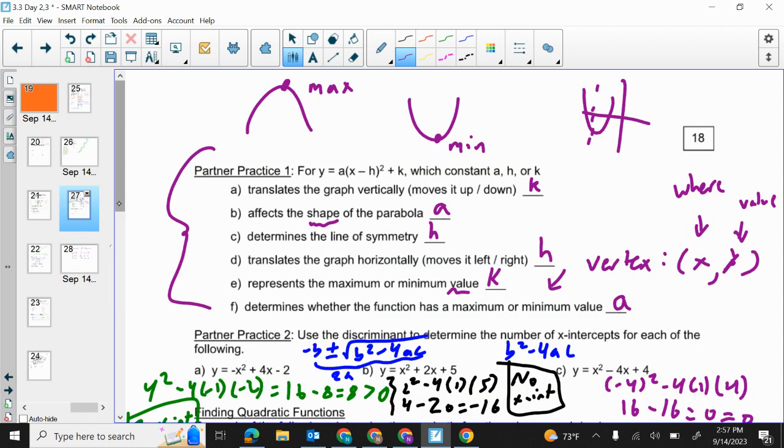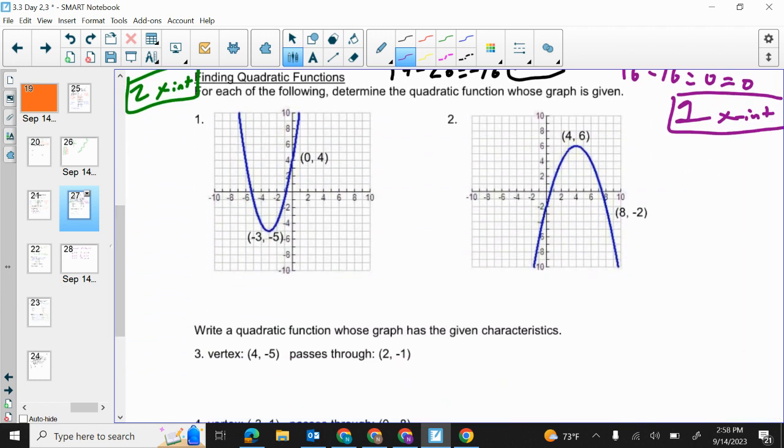Okay, finish this up here. These are a little tougher. We're going to write the equation from the graph. The easiest way, I think, depends on the information you have. Here we have a vertex. We're given the vertex is -3, -5. So I would jump right into vertex form.